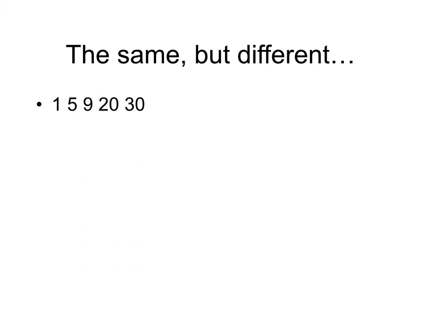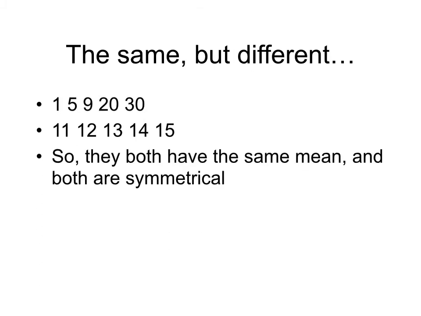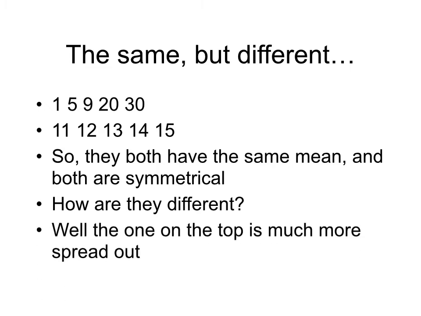So they're the same, these sets of numbers, but they're different. They both have the same mean, and they're both symmetrical. But how are they different? Well, we can obviously see how they're different: one's more spread out than the other. The top one here is much more spread out than the bottom.